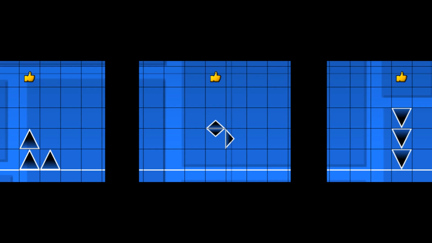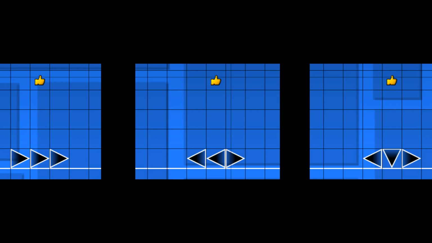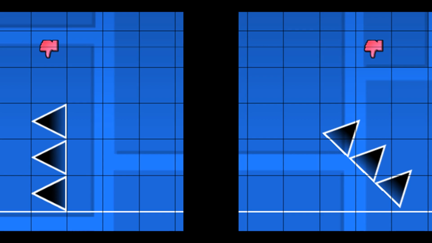Instead of writing a new proposition, however, let's modify the proposition A. Instead of simply stating that each object is adjacent to at least one other object in the same group, we can rewrite it to be more specific with the adjacency bit. Each object is horizontally adjacent to at least one other object in the same group. But we can do better, as these ones still satisfy the statement, and it feels awkward calling them triple spikes. And not only that, it prevents actual triple spikes from being called triple spikes.